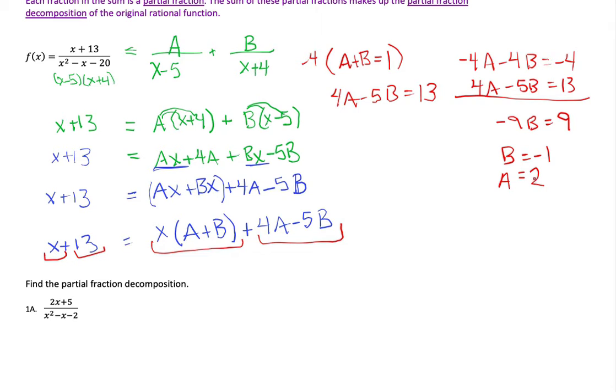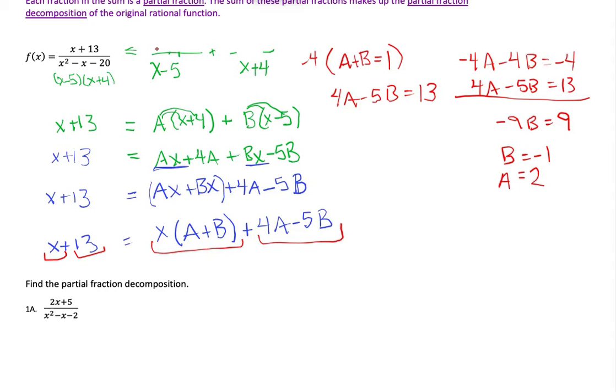We're almost done. We basically are done. So the last thing you have to do is just plug in your 2 for this a here and this negative 1 for this b here. So what you have, let me just do some fancy erasing.